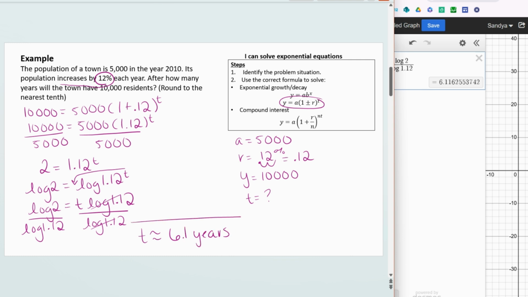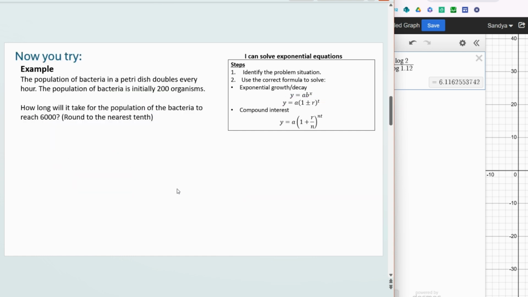And if I think about this, that actually makes sense, right? So if it's increasing at a rate of 12%, it does make sense that after 2010, it's going to take about 6.1 years to get up to 10,000 residents. Okay. So whenever you solve these problems, you want to take a minute and think about whether the answer you have actually makes sense in the context of the problem. So now you can go ahead and pause the video and try doing this example on your own.